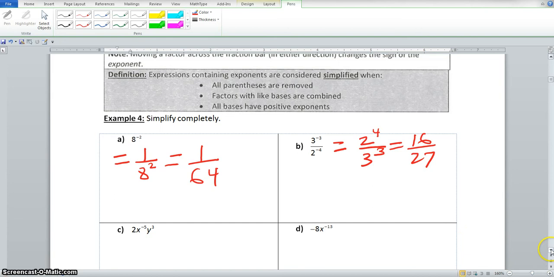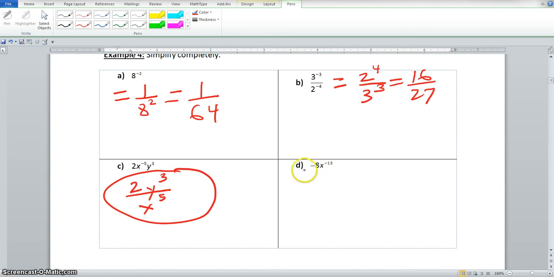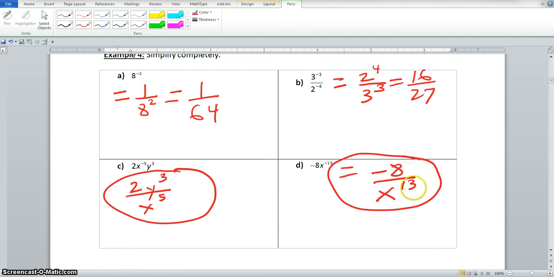Now, let's take a look here at C. We have 2x to the negative 5th, y to the 3rd. So we will have 2, y to the 3rd, and your x will go in the denominator as x to the 5th power. And that's it. Now, with D, we have negative 8, x to the negative 13th power. So negative 8 will remain in your numerator. X to the negative 13 will go in your denominator as a positive x to the 13th power. So this is your final answer.